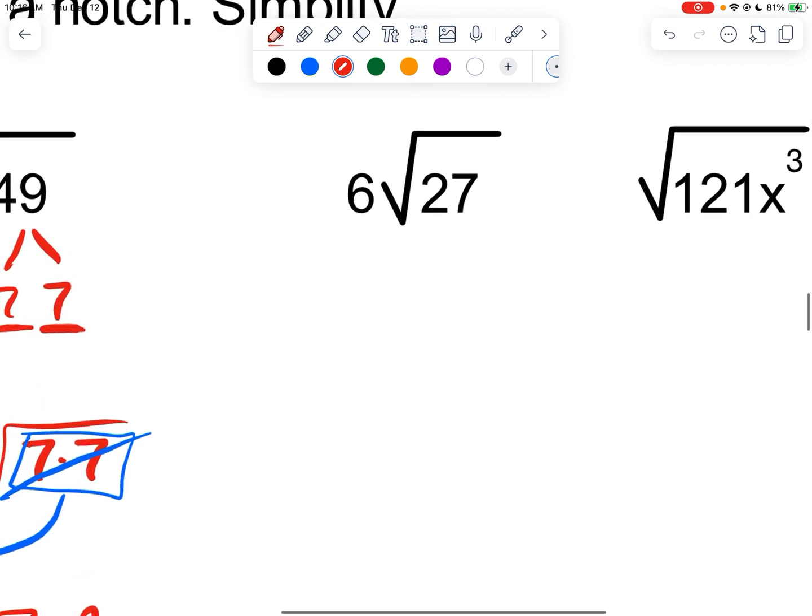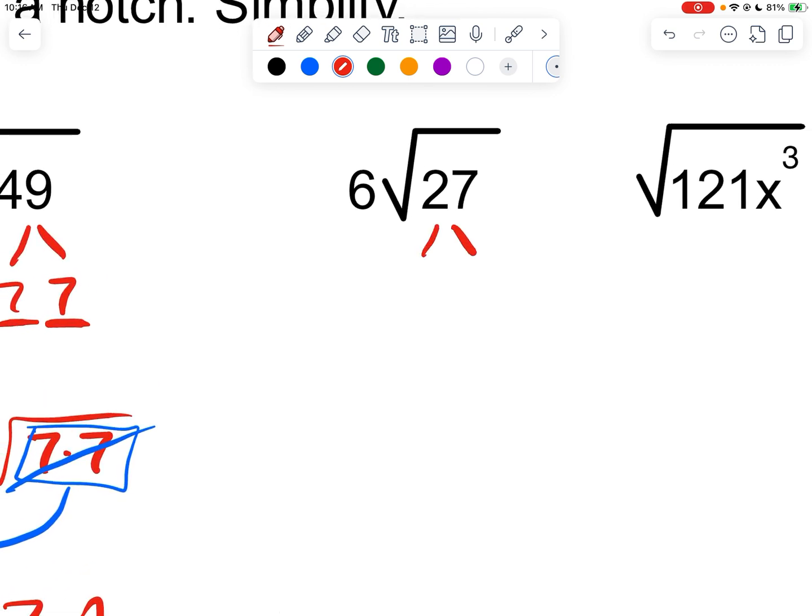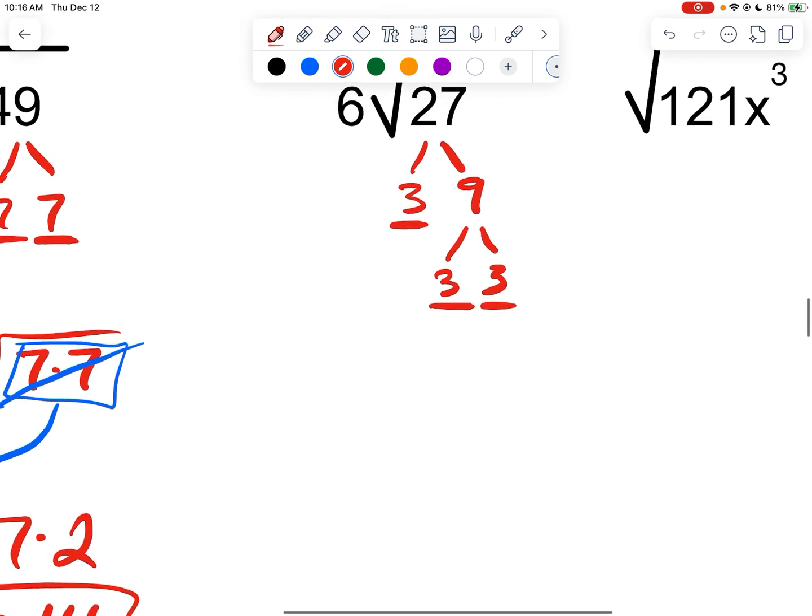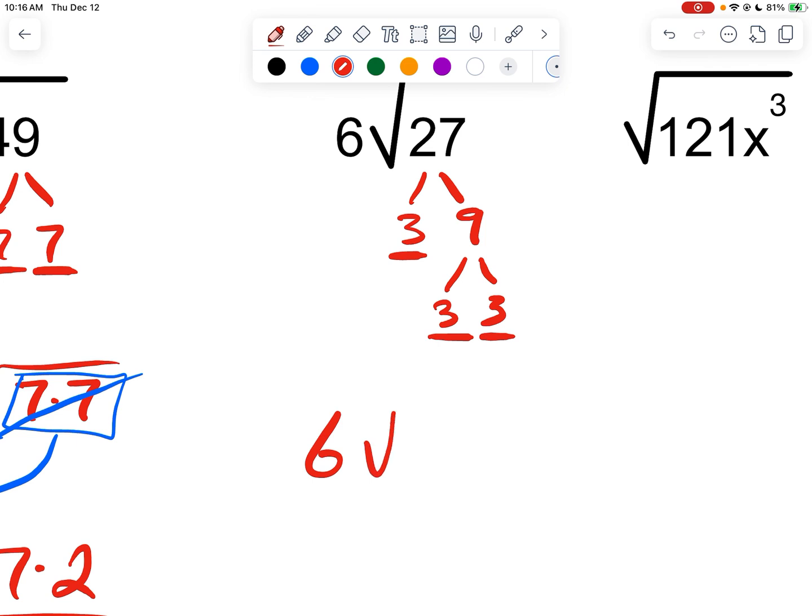Okay, let's take a look at the next one here. I have 6 times the square root of 27. Let's break down 27. 27 can be written as 3 times 9, in which case 3 is prime. 9 can be written as 3 times 3, in which case all of those are prime. Now that's going to leave me with 6 times the square root of 3 times 3 times 3.